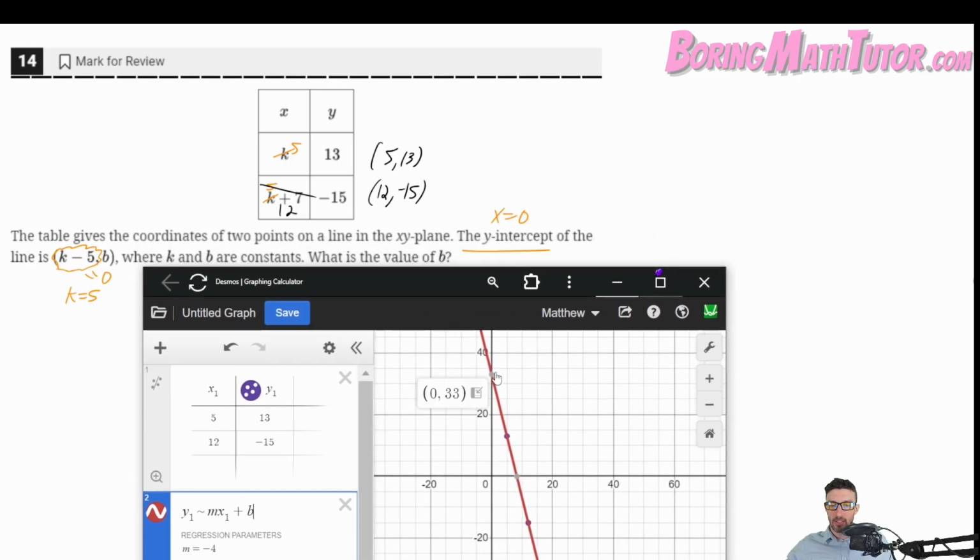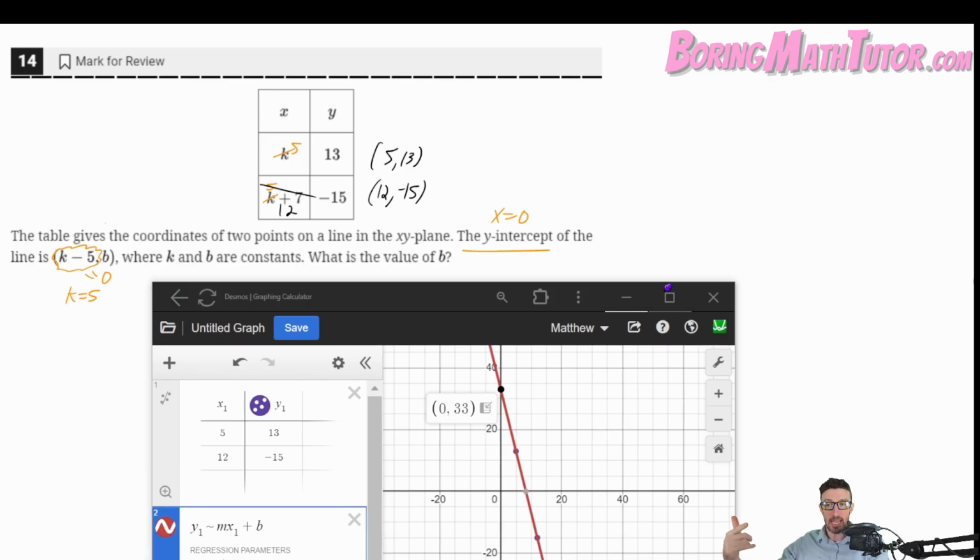But remember, all they were asking for was the y-intercept. And they were asking what's the value of b. B is the y-intercept. So that means that the answer is 33. And that's it. We're done.